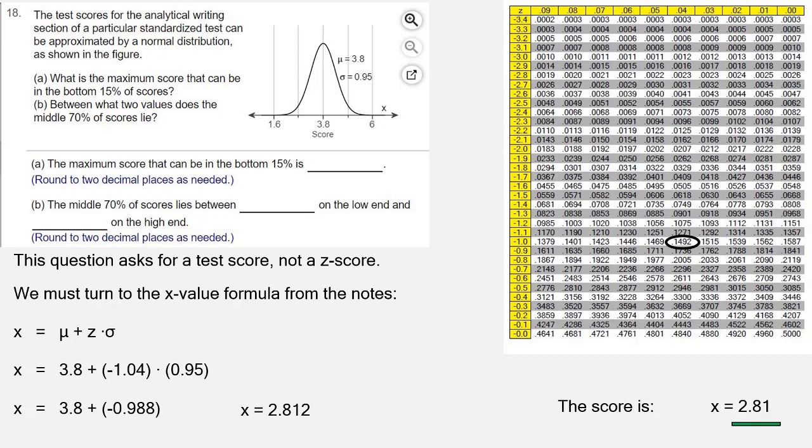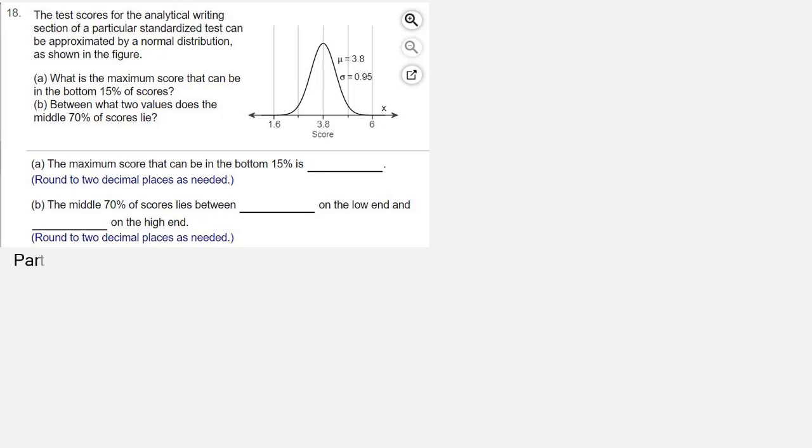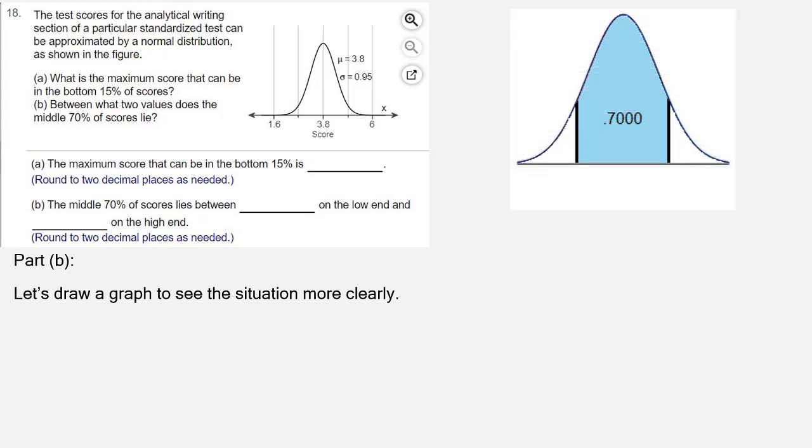For part B, we want to look at the middle 70% of scores. So let's draw a graph to see the situation more clearly. We can see that we have 0.7000 in the middle of the graph. That's 70%. And there's symmetry in these normal curves.